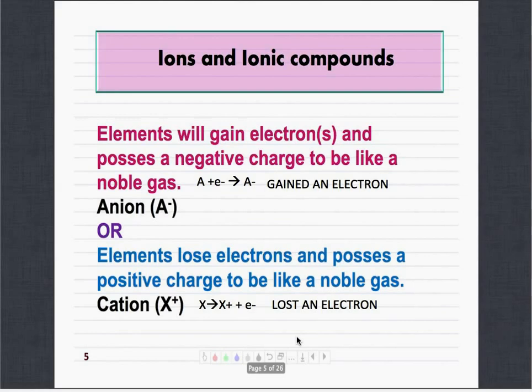And as you see here, I said they lose or gain electrons to look like a noble gas. And I'm going to comment on this in a minute. What does that mean, that they want to look like a noble gas?